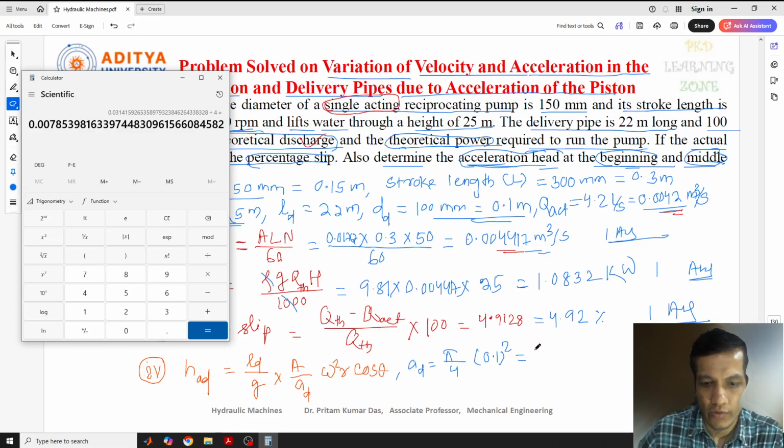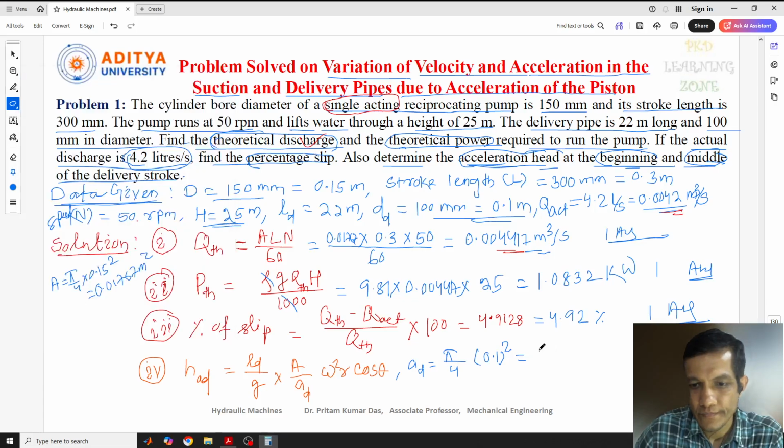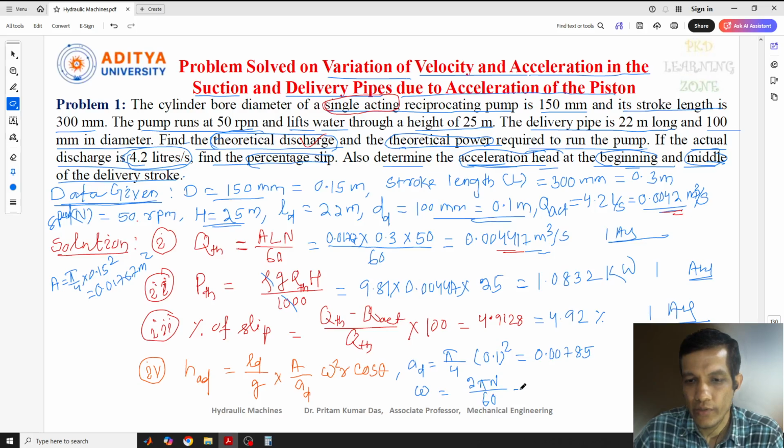0.00785. This is the area of the delivery pipe. Okay, and capital I is already known. Then we need to calculate the omega. So here omega is the angular speed. We know that formula, that is 2 pi n by 60. So here 2 into pi, and the speed value is 50 rpm, divided by 60.